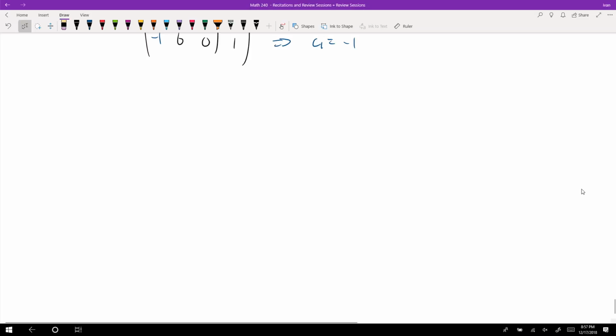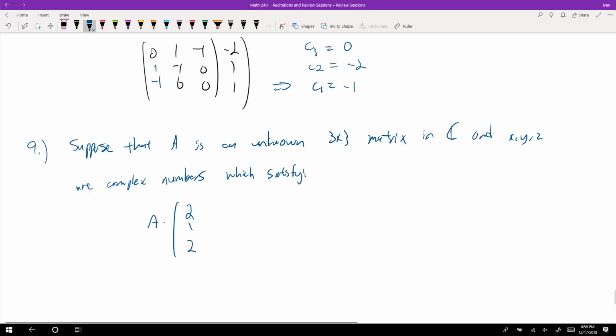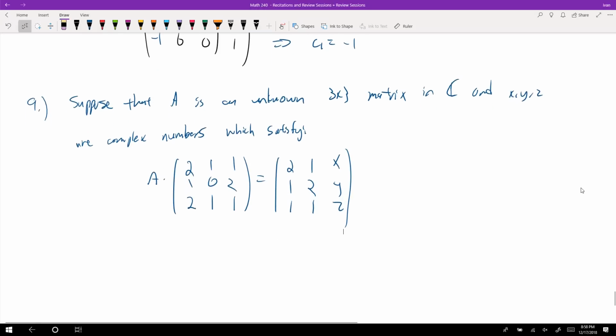So, number 9 is what? Okay, this is a good problem. Suppose that A is an unknown 3x3 matrix in the complex numbers, but it doesn't really matter. And X, Y, Z are complex numbers which satisfy A times the matrix with columns 212, 101, 121 equals the matrix with columns 211, 121, XYZ. Okay.